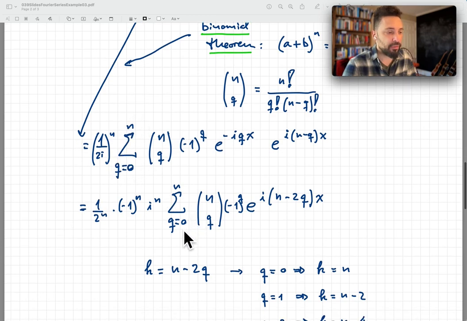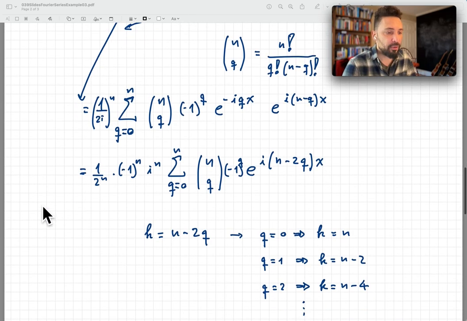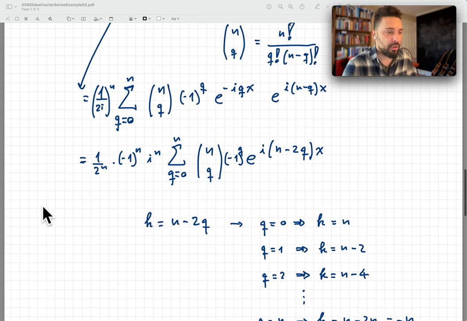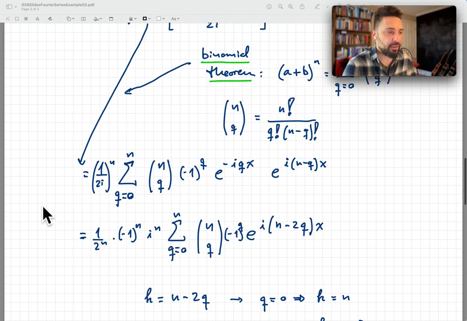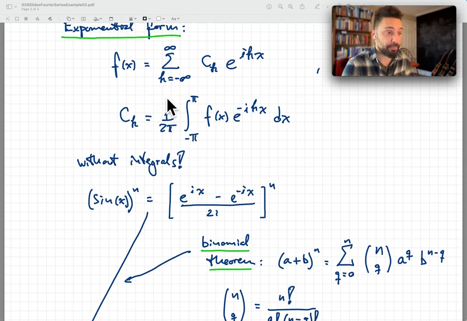And then we go on, we have the sum from q equals 0 to n, our combinatorial coefficient, minus 1 to the q. And now we can unify these two exponentials very simply by saying this is e to the i(n minus q minus another q). So it's e to the i(n minus 2q) times x.